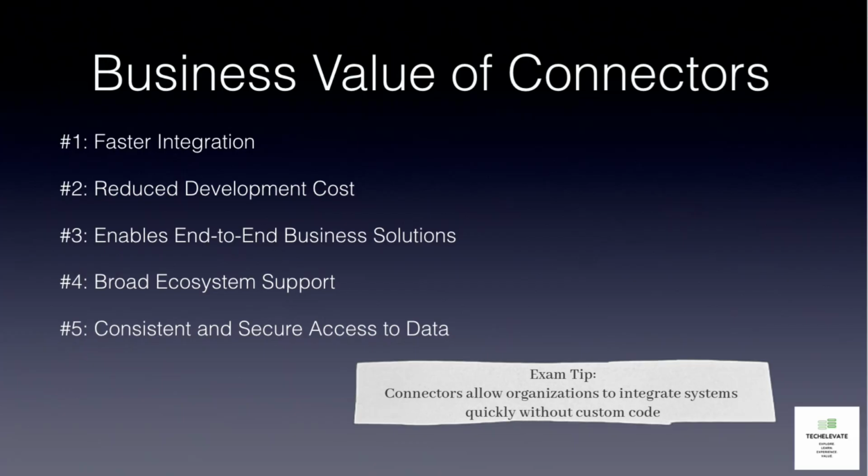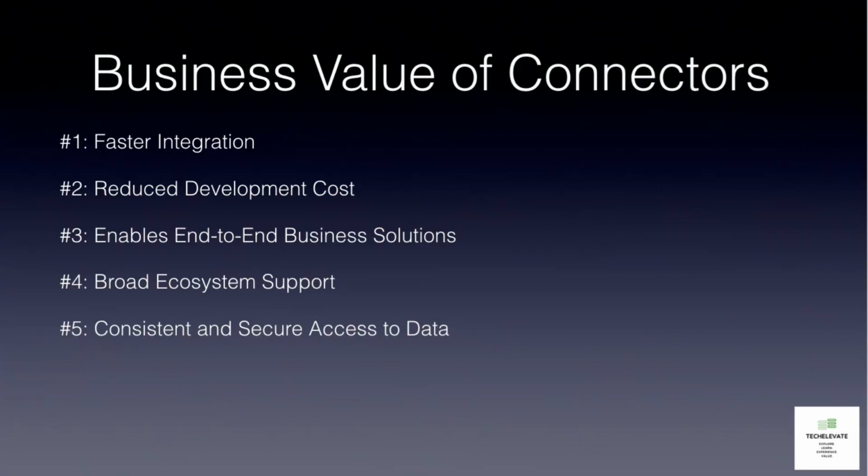Core business value number three, enables end-to-end business solutions. Connectors allow Power Platform to act as a bridge between systems. For example, a Power App can retrieve data from SharePoint. A Power Automate flow can update records in Dynamics 365. A Power BI report can visualize data from multiple sources. This allows organizations to build end-to-end solutions that span multiple systems, all within the Power Platform.